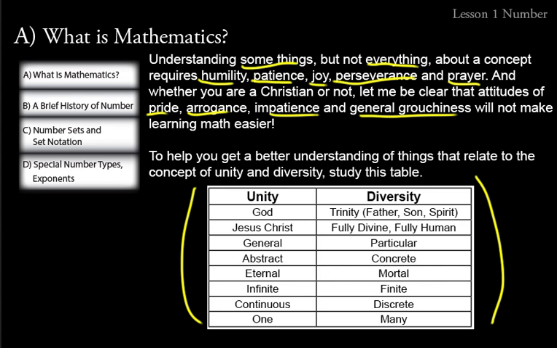Numbers are abstract, right? But we can have concrete, specific examples, like the number 5 on the U.S. Navy Blue Angel aircraft. Some others that are especially important in math: infinite and finite, continuous and discrete.